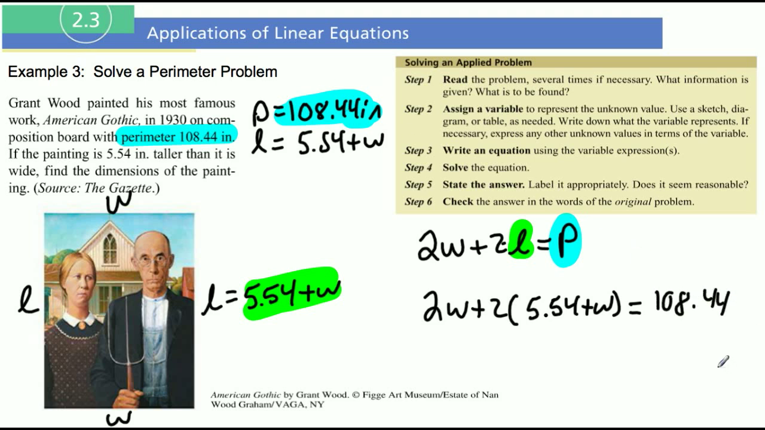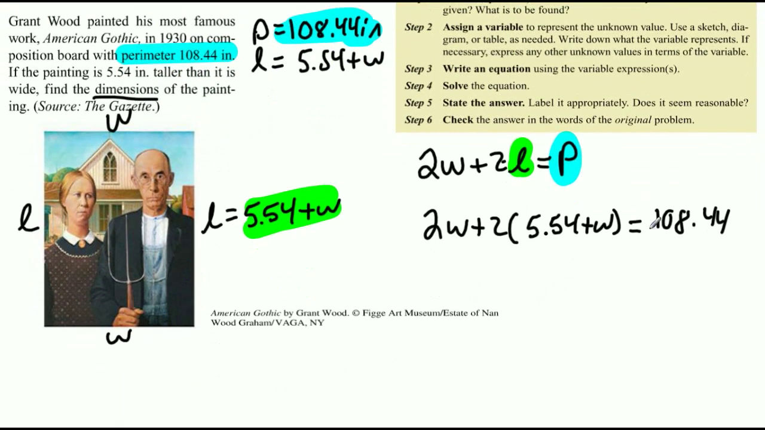and my P is 108.44 inches right there. Okay, so now we have to just use our algebra skills to solve for X, or actually in this case we're solving for W, because if you look back at what we're trying to find, we're trying to find the dimensions of the painting. What is the length of our painting and what is the width? Okay, so let's go ahead and do that.